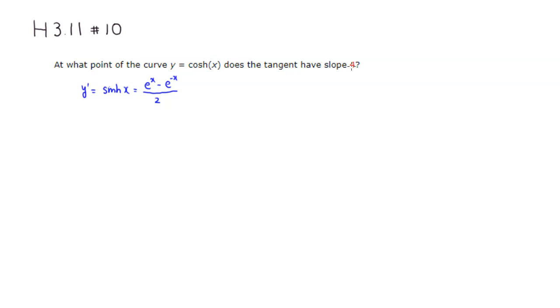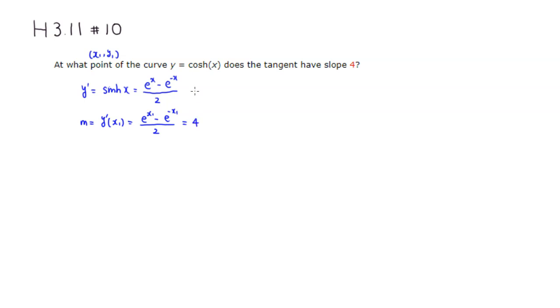So let's say the point we're looking for is x1 comma y1. Then if you are looking for the slope, you would have y prime, and then you plug in x1, right? So you have e to the x1 minus e to the negative x1 over 2. And we want this to be equal to 4. So we set that equal to 4.